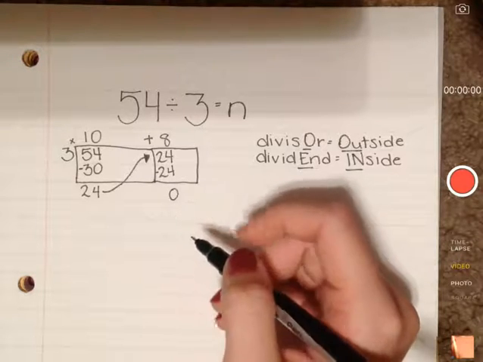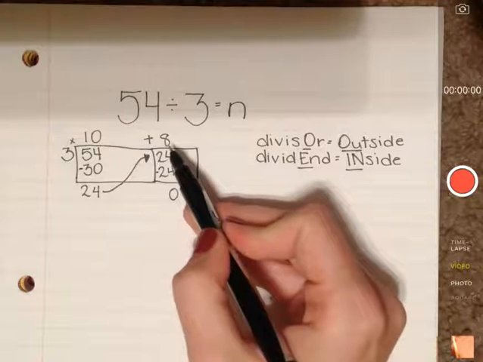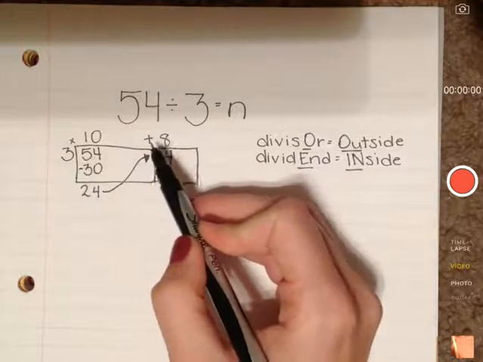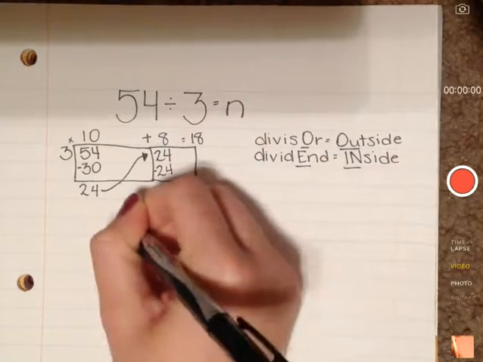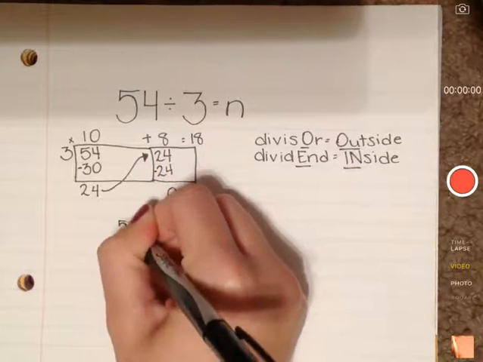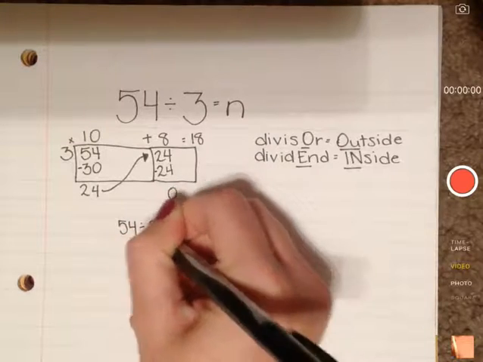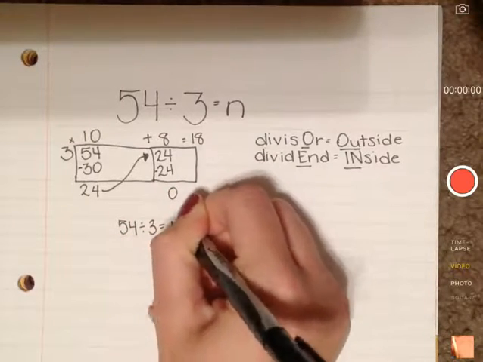I just need to add the parts of my quotient together. So 10 plus 8 equals 18. 54 divided by 3 equals 18.